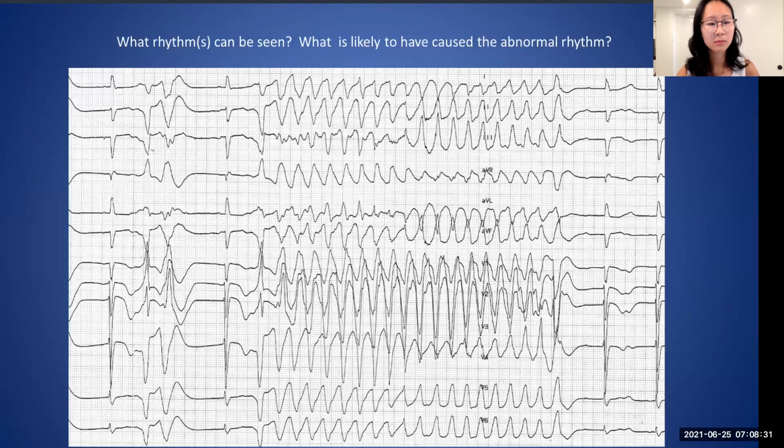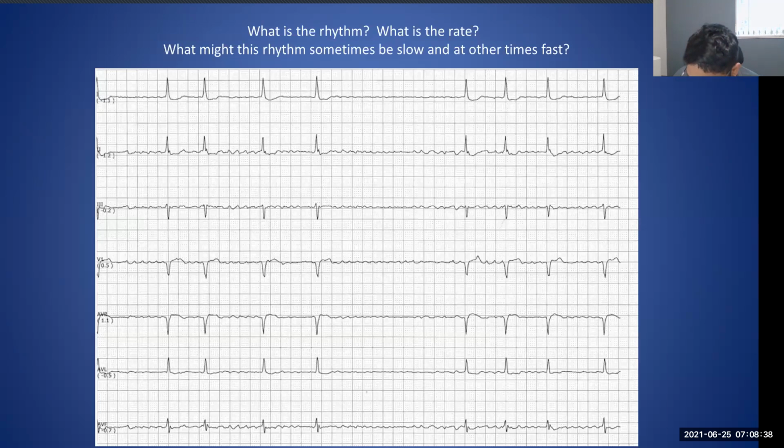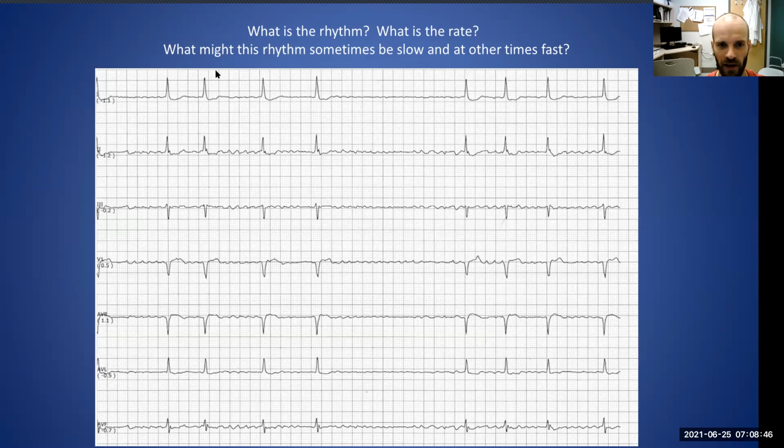Sorry, for the previous one, my volume got cut off for some reason. What was the pattern? Was that atrial fibrillation? Yeah, that's absolutely right. So it's atrial fibrillation. Lauren got it absolutely right. We've got atrial fibrillation here with a pretty controlled ventricular response. We talked about how sometimes atrial fibrillation can be fast if you've got quick conduction through the AV node, and sometimes it can be slow if you've got slow conduction through the AV node. So Lauren was absolutely right.